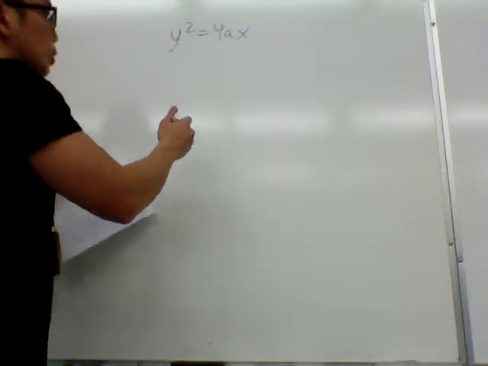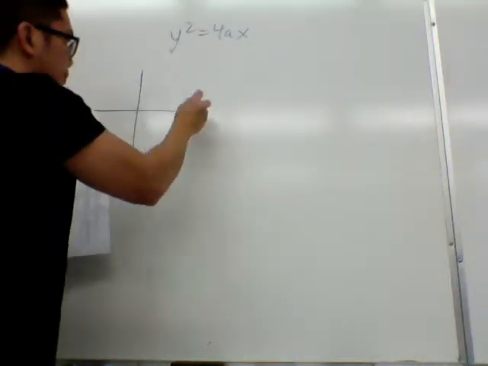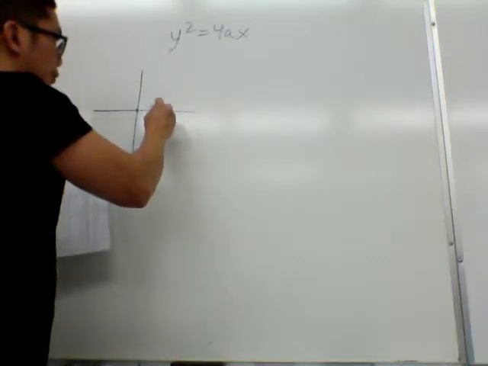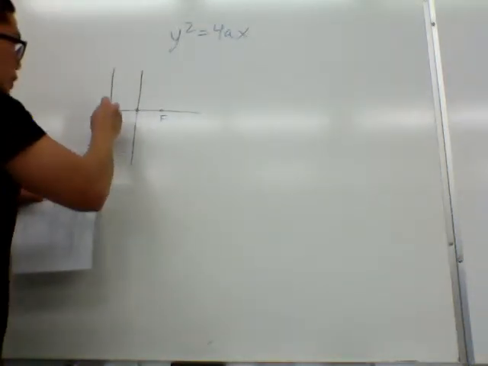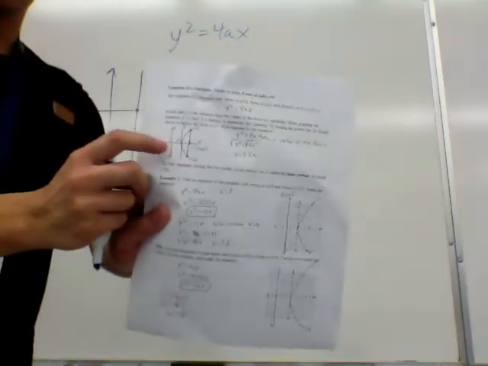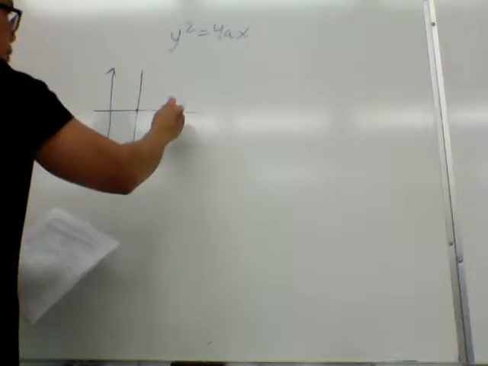So let's draw the parabola that we had from the first page. We had the vertex here. Our focus was to the right. And then our directrix was over here. So redraw the figure maybe on the empty left space right here. And remember, the focus is at (a, 0).